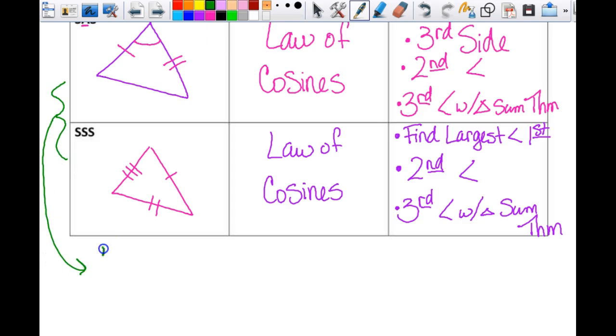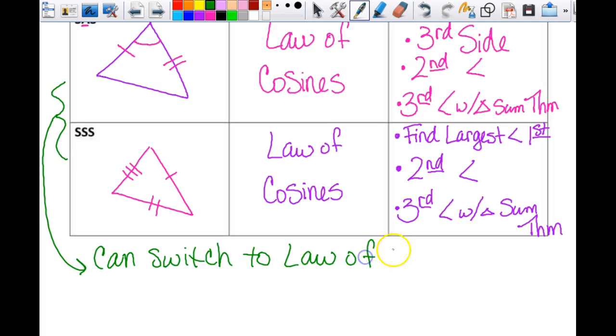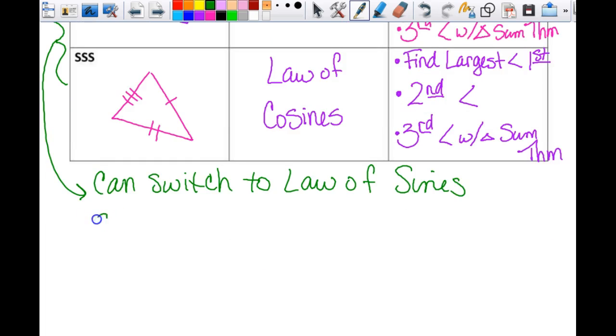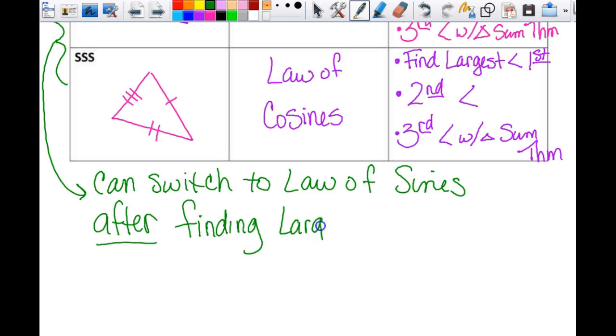So for these two, okay, remember you can switch to law of sines after what? Finding the largest angle. We've written that a few times. Hopefully if we keep writing it, you'll do it the right way. You could get lucky. If you don't wait until you get the largest, you could get lucky and still get the right answer, but sometimes it's not going to work out for you every single time.